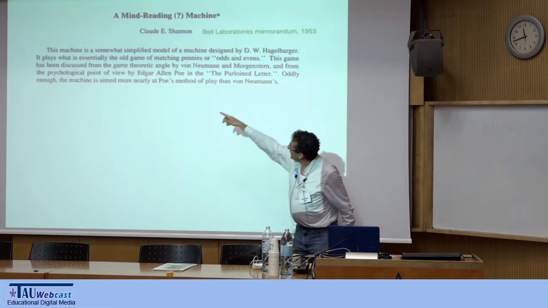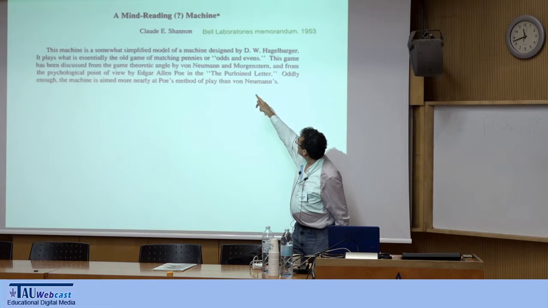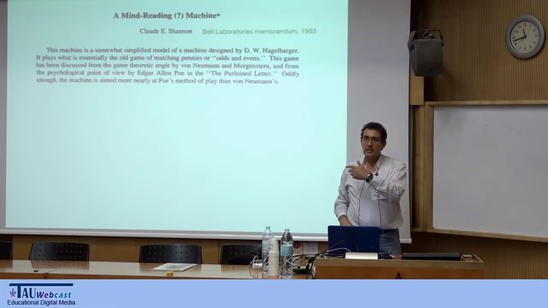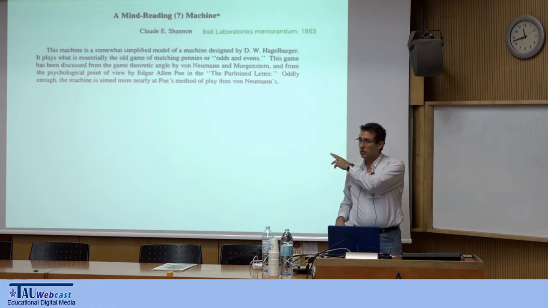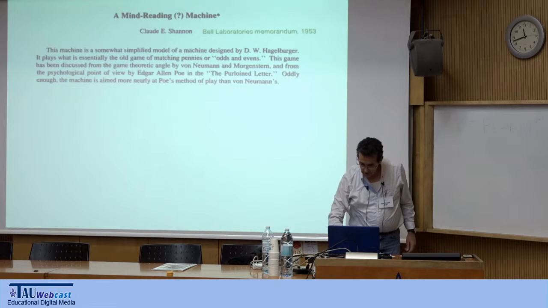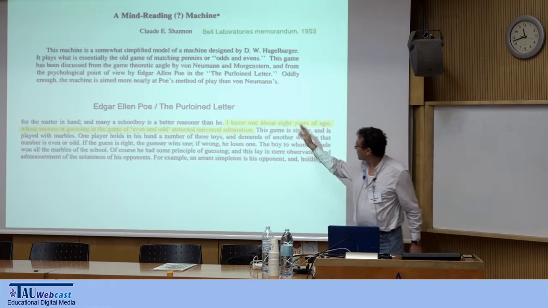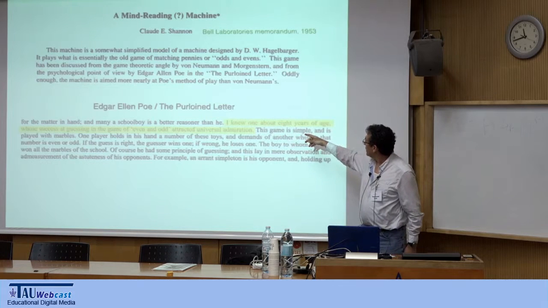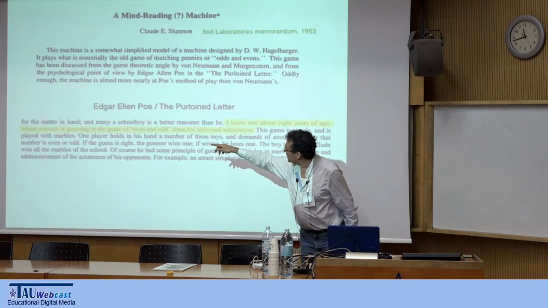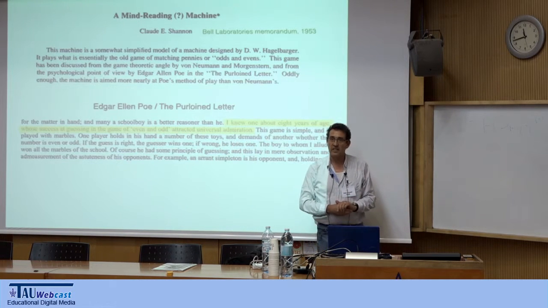But it's also related, from the psychological point of view, to Edgar Allan Poe, The Purloined Letter. He actually says that what he did is much more related to The Purloined Letter than to Edgar Allan Poe. And here's the relevant piece from The Purloined Letter. It says, I knew one about 8 years of age whose success at guessing in the game of even and odd attracted universal admiration.